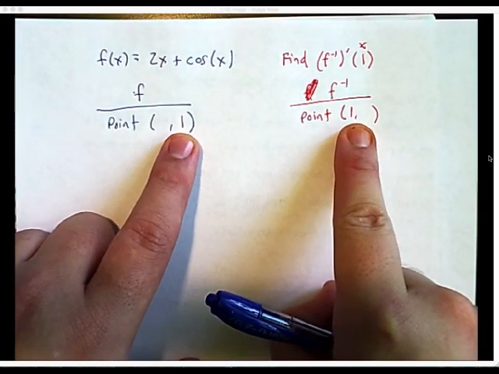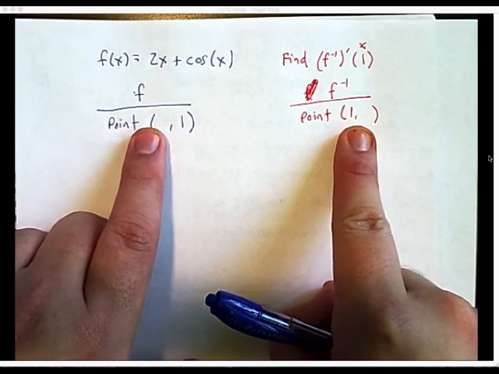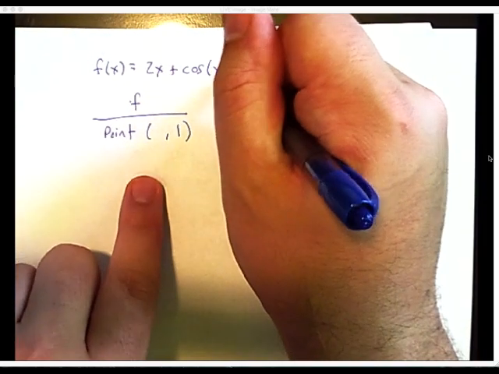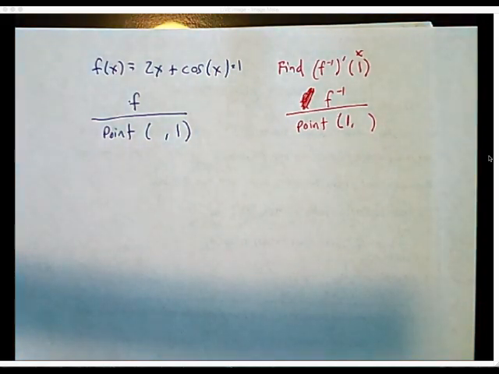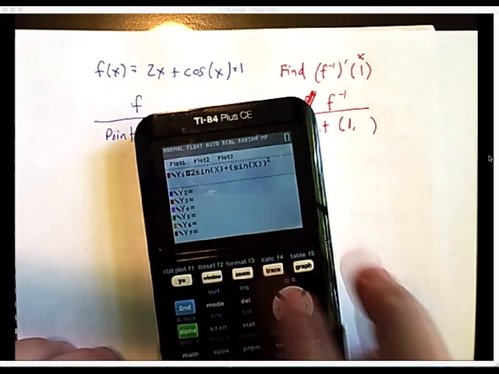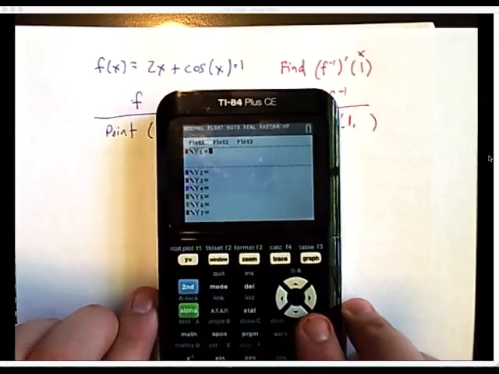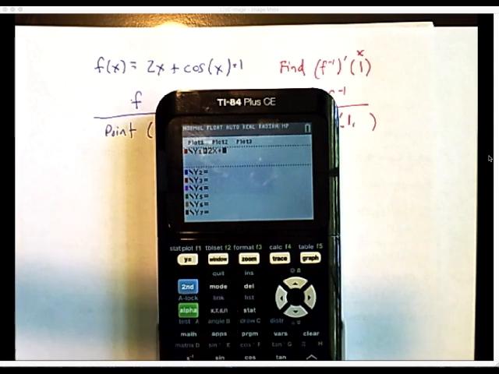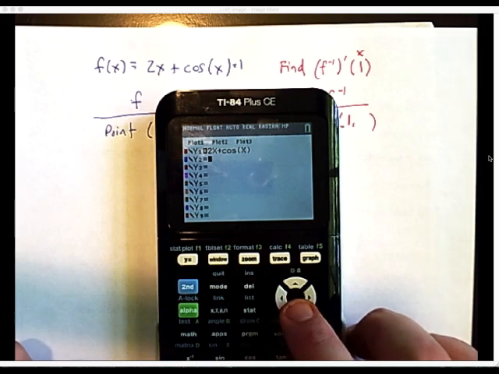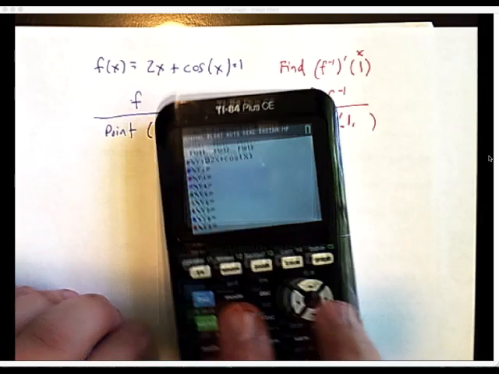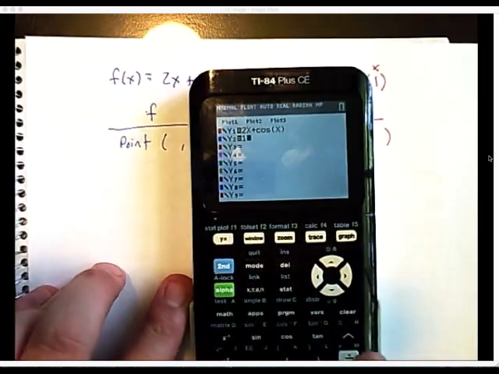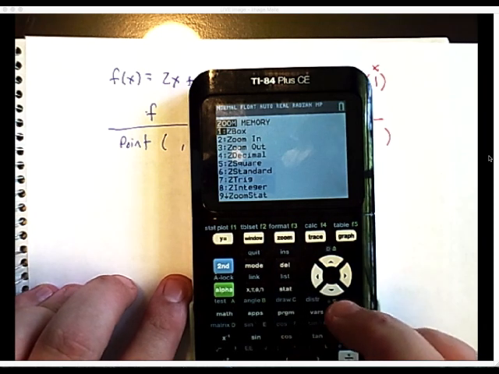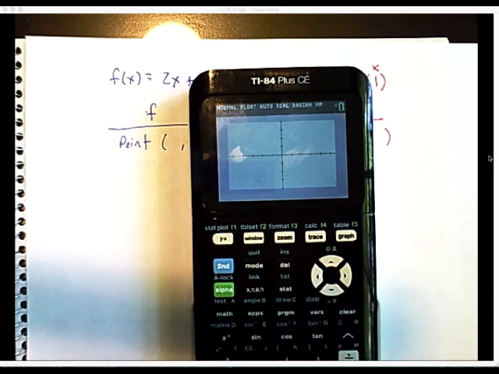Now, how am I going to figure out the x value here? I'm going to take my function and set it equal to 1 and figure out what value of x makes that true. So you're going to make sure you're in radian mode here. Let's go ahead and put in the f function here: 2x plus the cosine of x. I also want to figure out where that equals 1, so I'm going to put in the line y equals 1 here. And I'm just going to do zoom trig since the first one's a trig function.